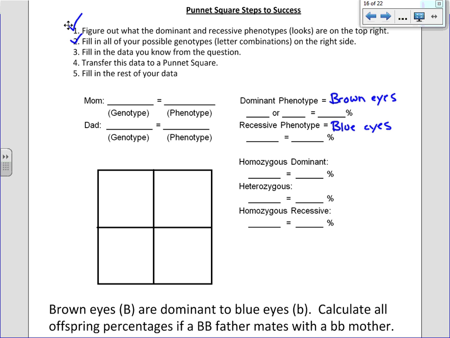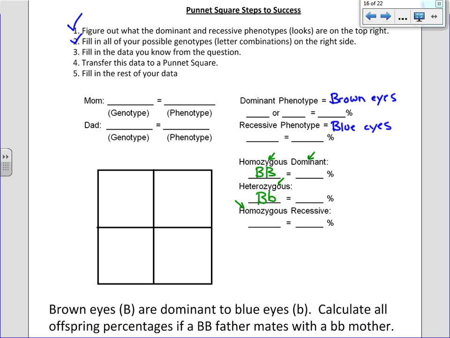Number 2, fill in all of your possible genotypes, letter combinations, on the side. All right, now for this, there's actually 6 spots that we need to fill out. We'll start on the bottom. Homozygous dominant. Remember, homozygous means same letter. Dominant means the capital letter. So in this blank, you'd write whatever letter we're using, because it's going to be different based on which trait. For eye color, we use B's. For hair color, we use H's. In this case, we're using eye color, and it's homozygous dominant. So the same letter, big letter. All right, heterozygous, that's different letters. So big B and then little b.